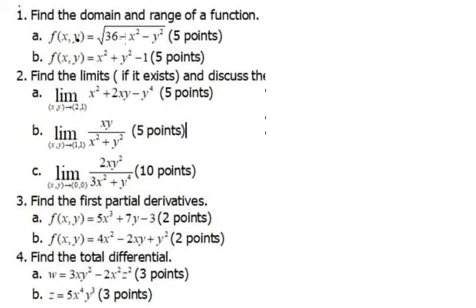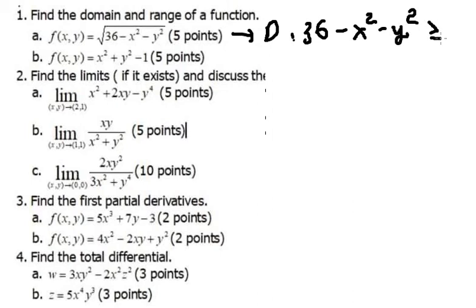Question number 1a. We know that this is about the square root, so for the domain in here we need to put 36 minus x squared minus y squared is greater than or equal to 0. So you got 36 is greater than or equal to x squared plus y squared.